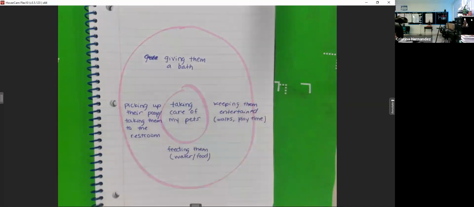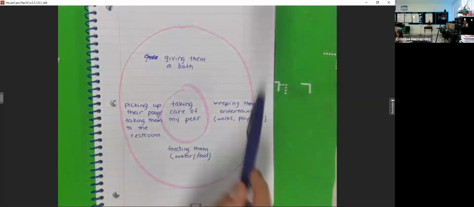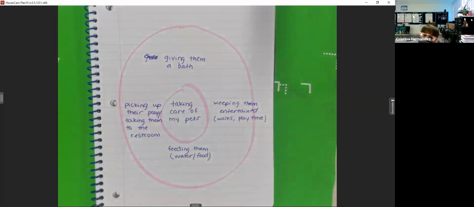Okay, so giving them a bath, picking up their poop, taking them to the restroom, feeding them with their water and their food, maybe snacks. We could have put snacks, and then keeping them entertained. So we need to pick 3 of these to write about in our story. Which 3 can we write the most about, or go into detail of personal experiences that are good or bad, maybe, that you have with picking up dog poopy? Or taking them to the restroom. Keeping them entertained. Okay, I'm going to highlight that one because we're going to write about it.